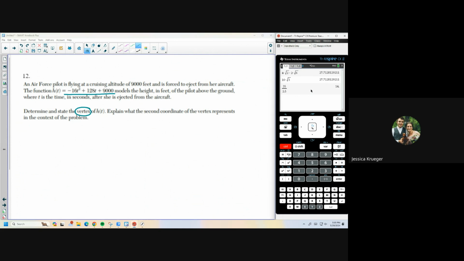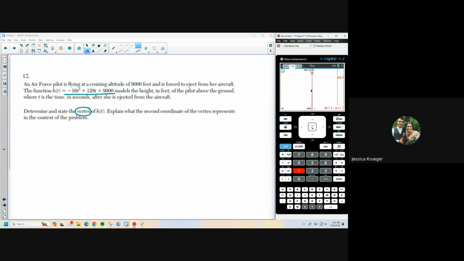So the first thing I'm going to do is graph this. I've got negative 16x squared plus 128x plus 9,000. Now, when I hit enter, nothing shows up. But if I go to menu, trace, graph trace, you'll notice that at 0, I get out here.